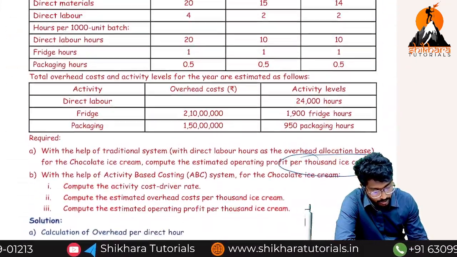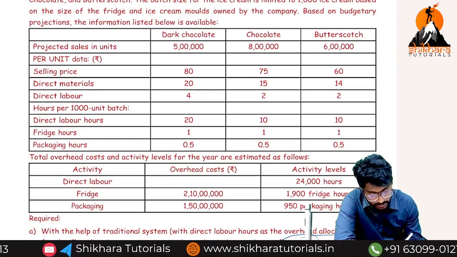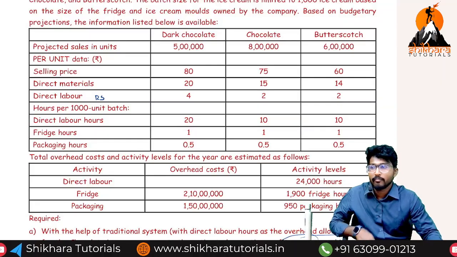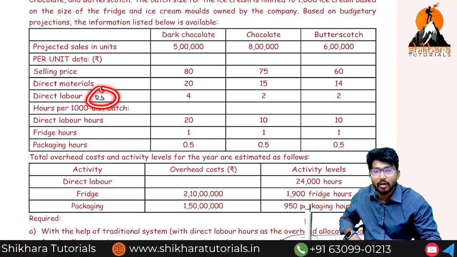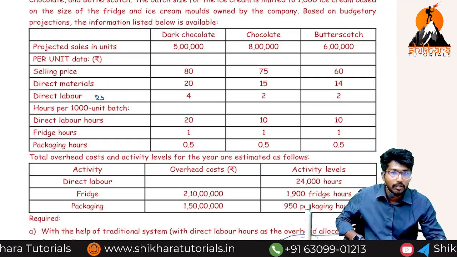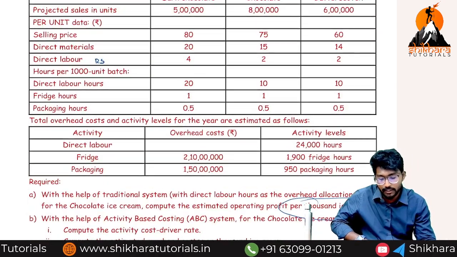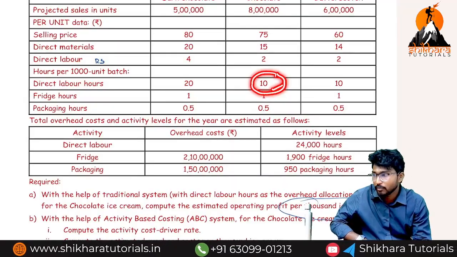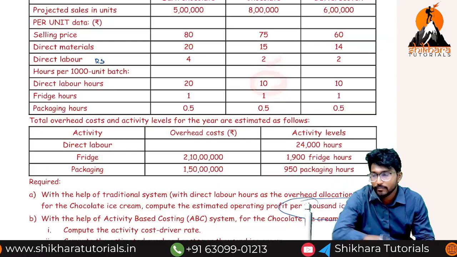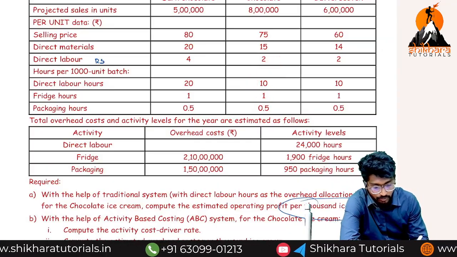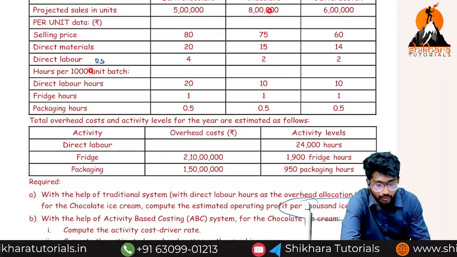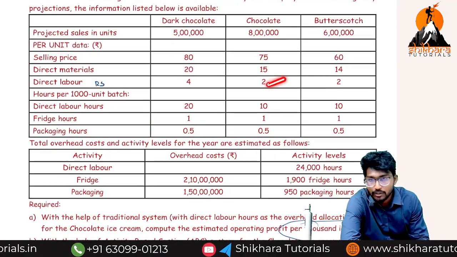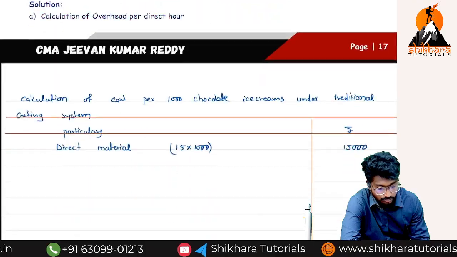Next, direct labor. This is direct labor, not hours. Here it is rupees, the direct labor cost per hour. Now, for 1000 units, we are consuming how many hours? 10 hours. Per hour, what is the rate? 2 rupees. For producing 1000 units of chocolate, we are consuming labor of 10 hours. Per hour, it is 2 rupees. 10 into 2, 20.